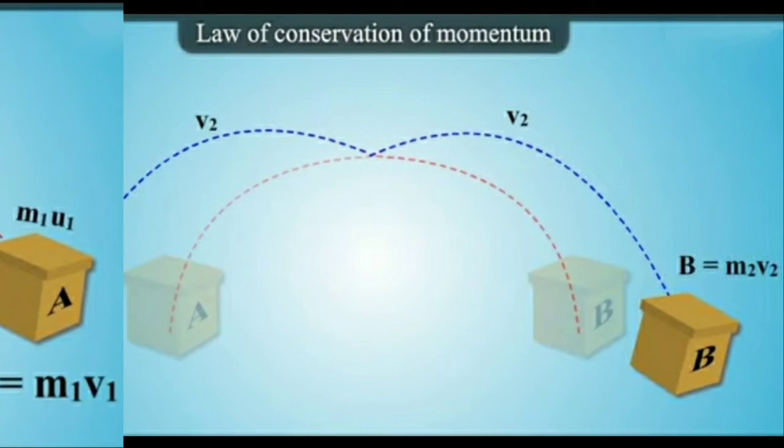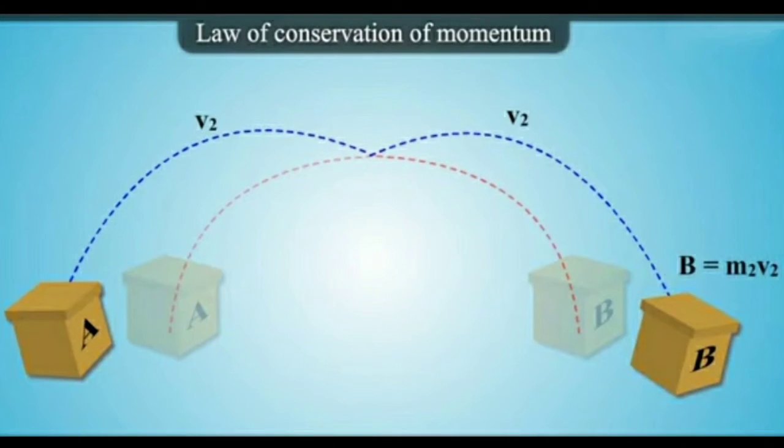Now, according to Newton's third law of motion, A also exerts an equal force on B, right? But in the opposite direction. So this will cause a change in momentum of B. If its velocity after collision is v2, the momentum of B after collision will be m2 v2. Are you getting me, children?